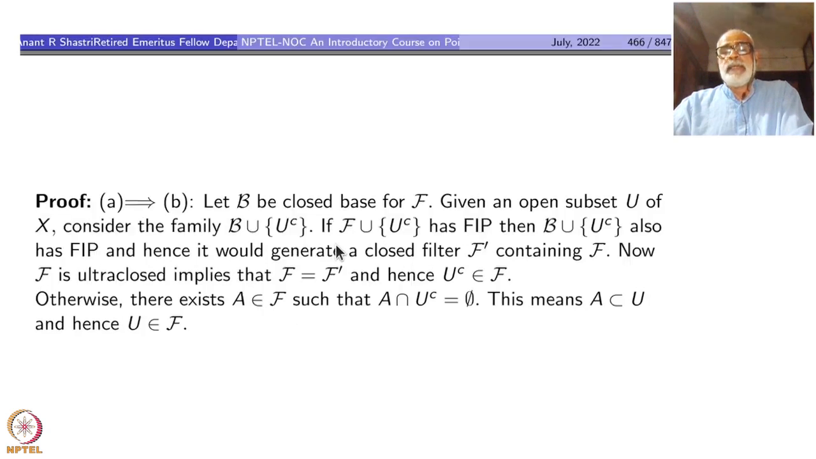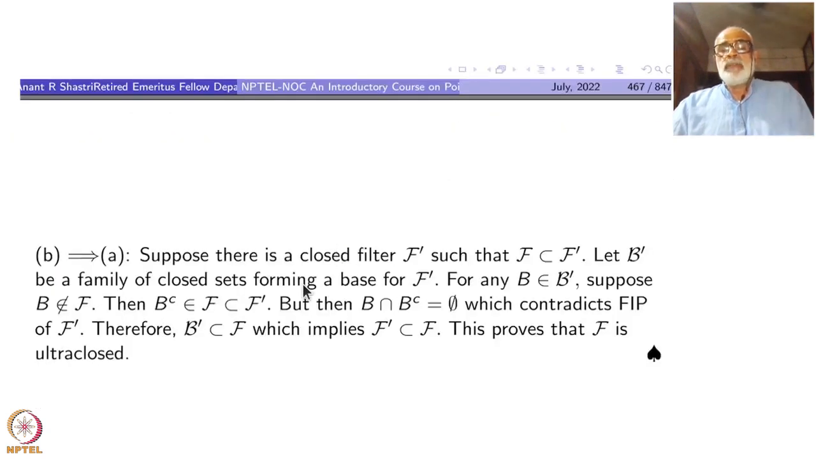Now let us prove B implies A. Suppose there is a closed filter F prime such that F is contained inside F prime. We want to show that F is equal to F prime. Let B prime be a family of closed sets forming a base for F prime. There is one, because F prime is a closed filter. For any B inside B prime, suppose this B is not in F. Then the complement of B must be in F by condition B. But F is contained in F prime, so B complement is in F prime. B and B complement both are in F prime, that's a contradiction, because the intersection will be in F prime.